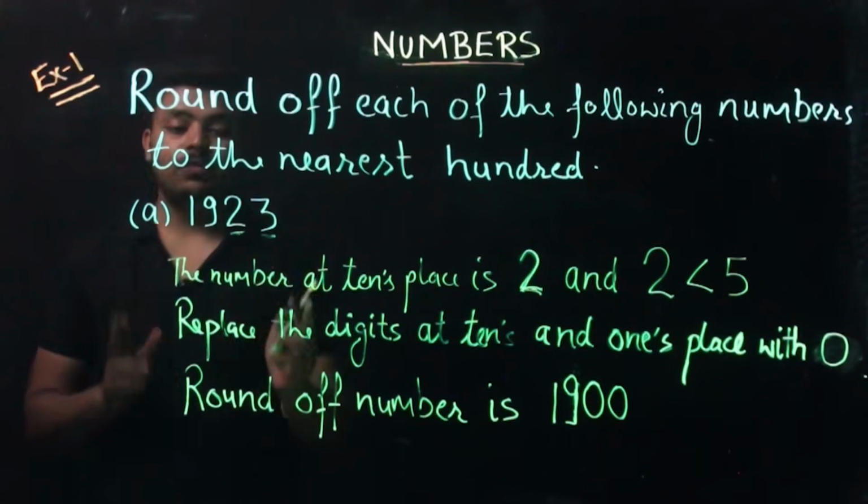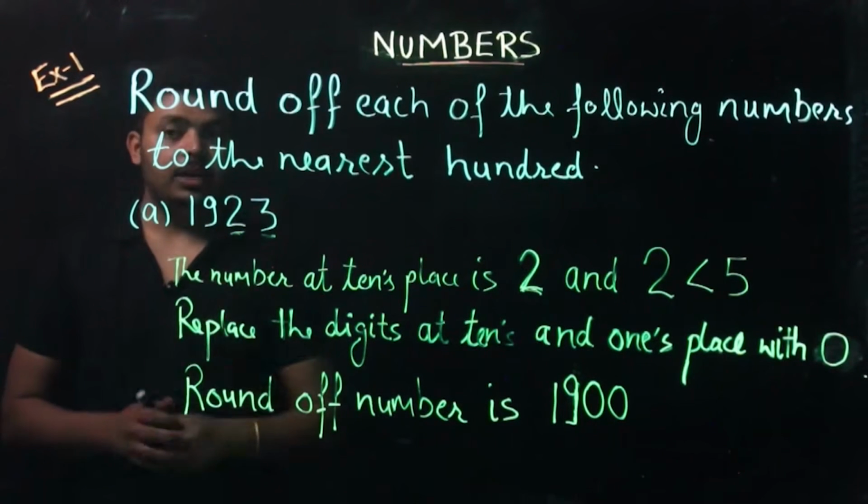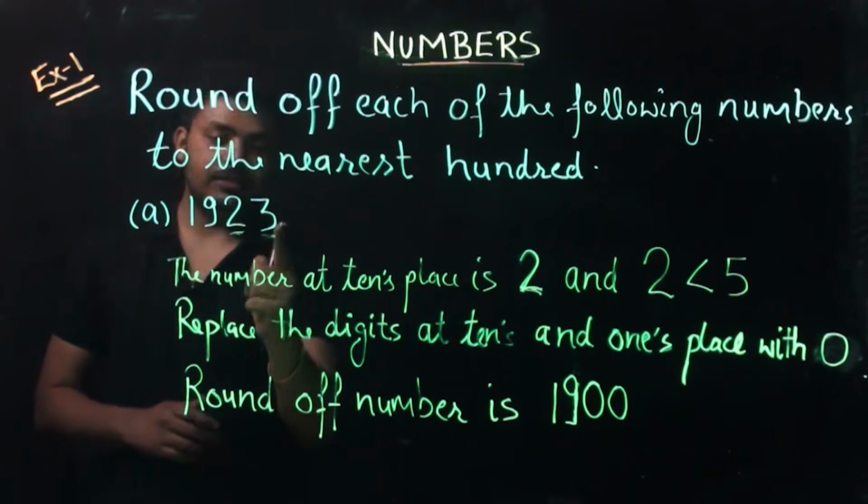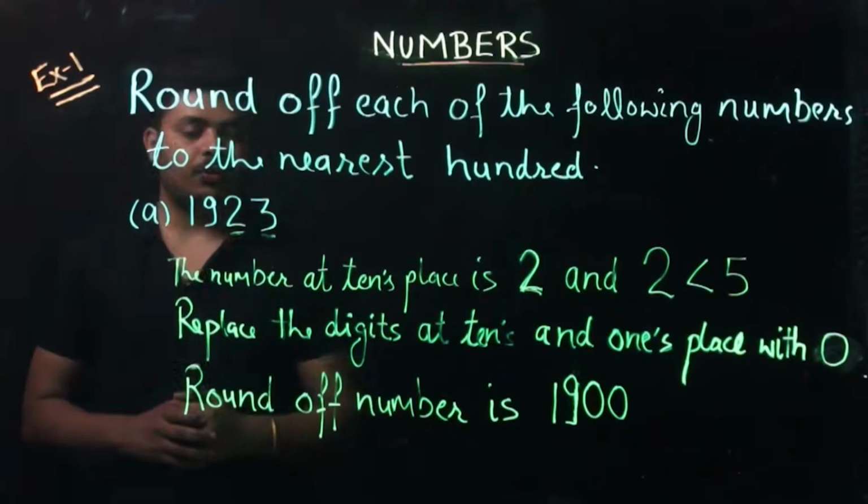First thing, look for the digit at the tens place. If it is less than 5, then replace the tens as well as the ones digit with 0.